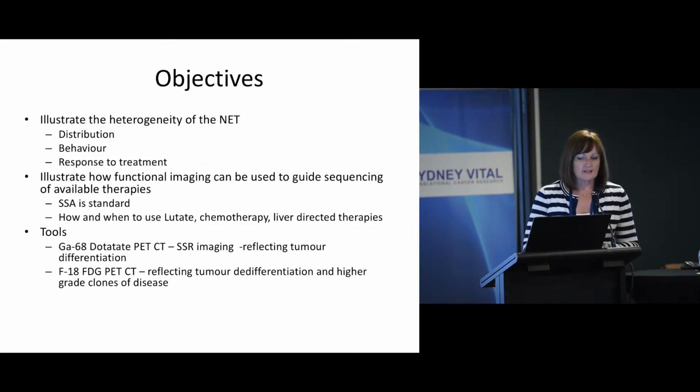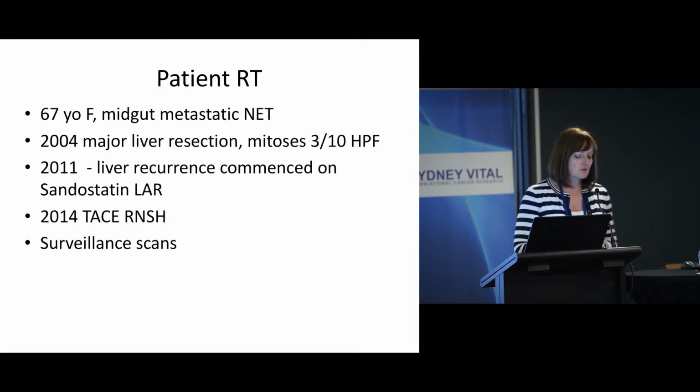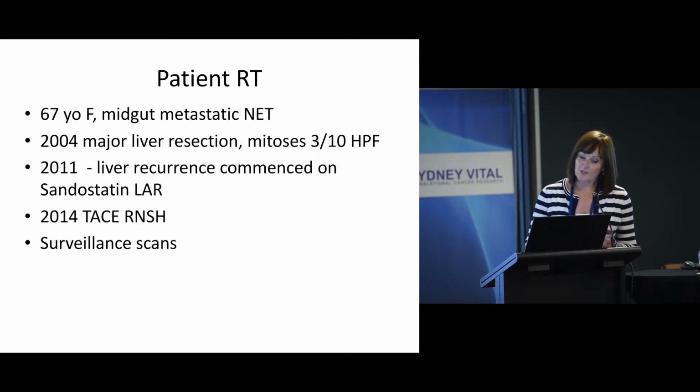This first patient is a 67-year-old woman with mid-gut metastatic neuroendocrine tumour. Her story begins in 2004, at which time she had a major liver resection. Recurrent disease in the liver 7 years later, some TACE in 2014, and then we see her. So here she is in 2014.